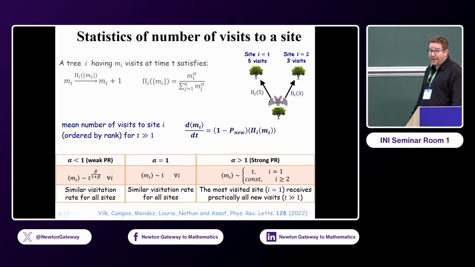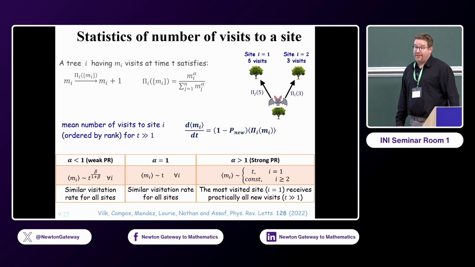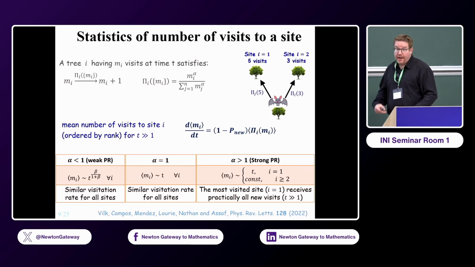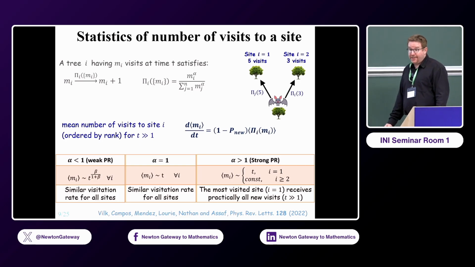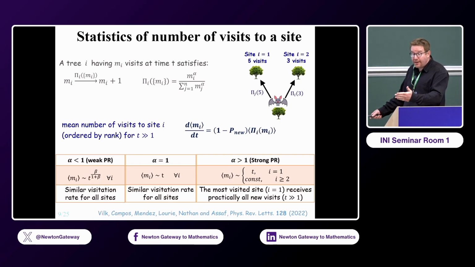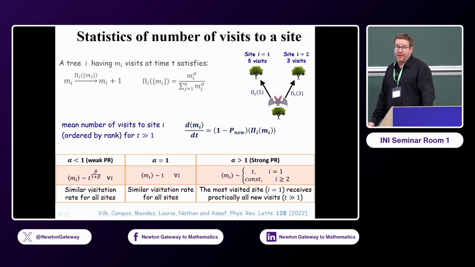But for alpha greater than 1, some sharp transition occurs. And it turns out that only the most visited site receives all visits, and the other trees get nothing, basically. So you see that m_i, when i equals 1, scales as t, and all other trees are constant. So as t grows, the fraction of visits of the first visited tree goes to 1, and the fractions of all other trees go to 0.